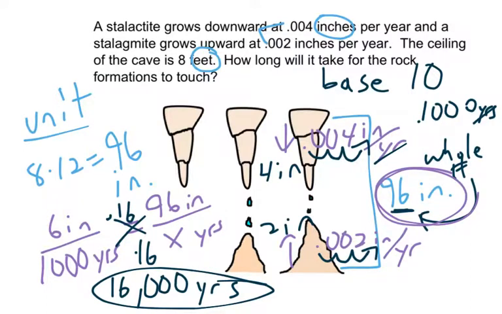Alright, so one more time. All I did was get a whole number by using base 10. So I multiplied it by 1,000. 10, 100, 1,000. These are going in the same direction, so I add them. And we got 6 inches for every 1,000 years. We needed it 96 inches, so how many times will 6 go into 96? 16, and 16 times 1,000, 16,000.